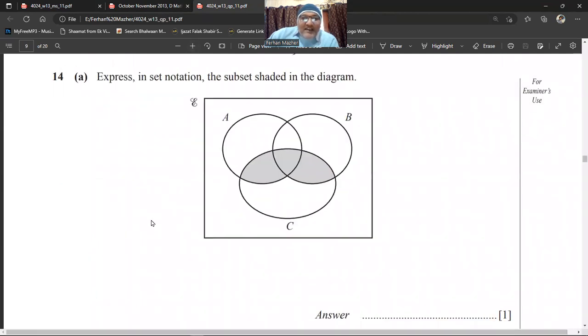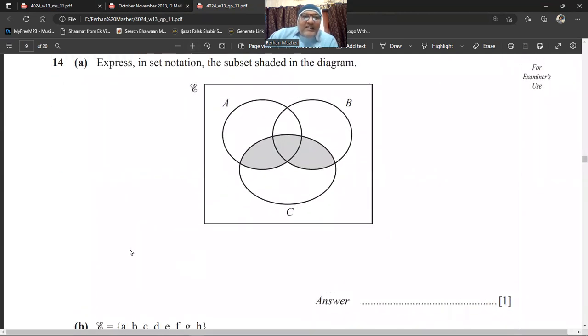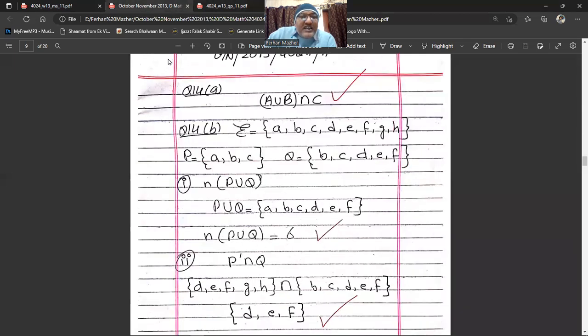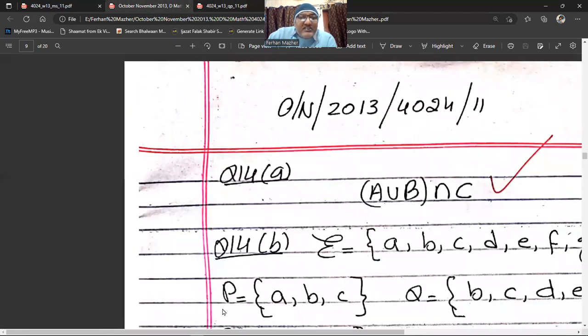Okay, so we have here question number 14, A part. He says, express in the set notation the subsets shaded in the diagram. You can see this is A union B, A and B both, and their common portion with the C. So that is A union B intersection C. So this is basically A union B intersection C.